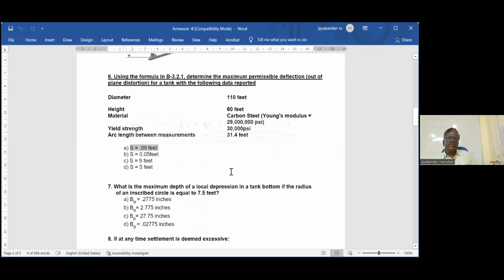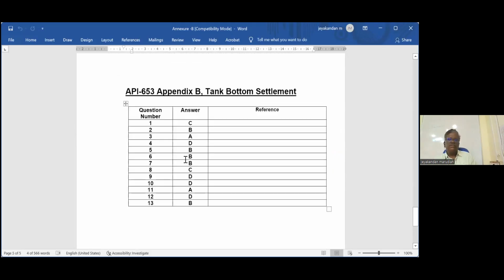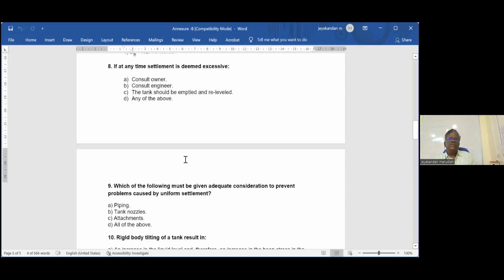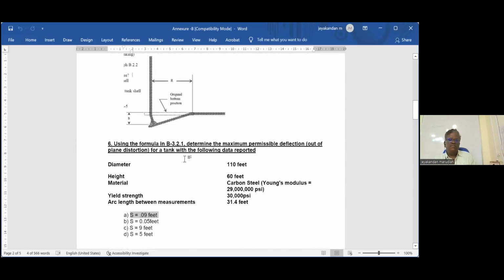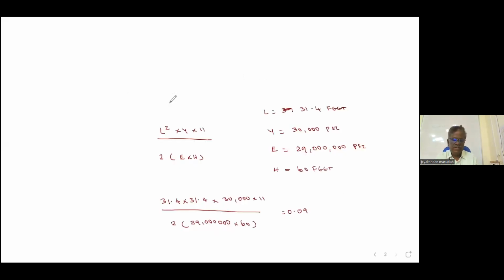Okay, 0.091. So for question 6, what should be the answer? 6 should be A. Okay, 6 is B. The answer is 0.059, sir. 0.0059. Where did we make a mistake?